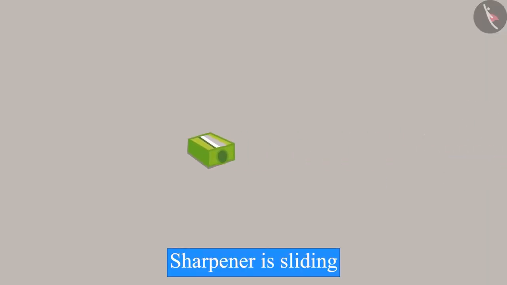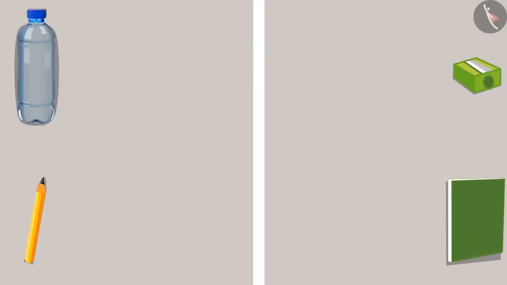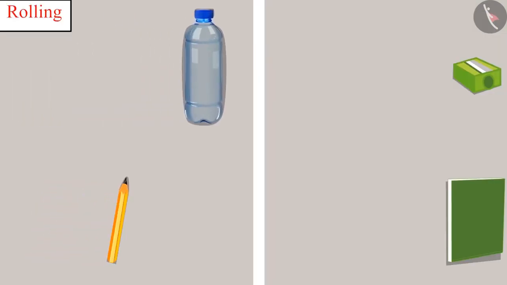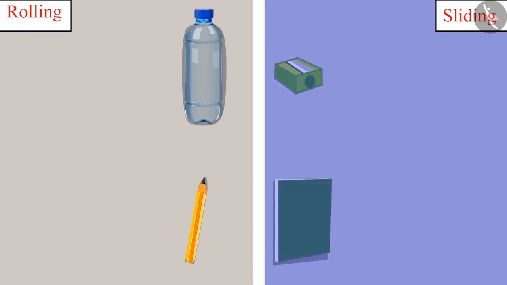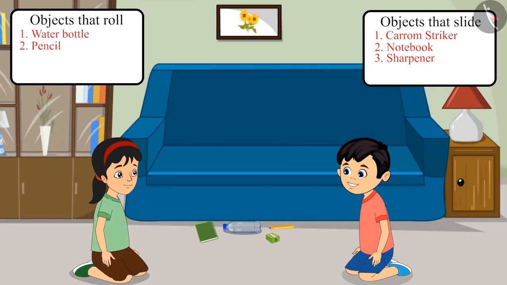It is sliding. Chotu, all the objects whose surfaces are circular are rolling. And the objects whose surfaces are not circular are sliding. Yes, Pinky. So children, can you tell me whether this rolling pin will slide or roll?